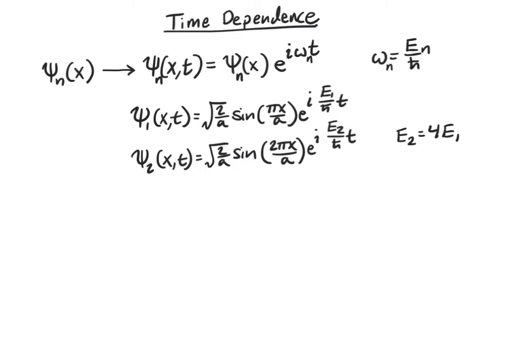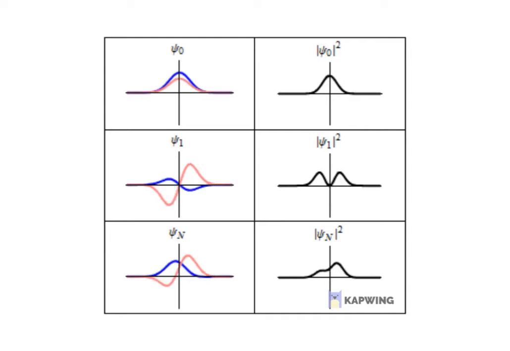You can visualize it like this. In this animation, you can think of the blue part of these functions as being the real component and the red as being the imaginary component. And as you can see, they're oscillating back and forth. And when the blue component is getting bigger, the red component is getting smaller, and so on.